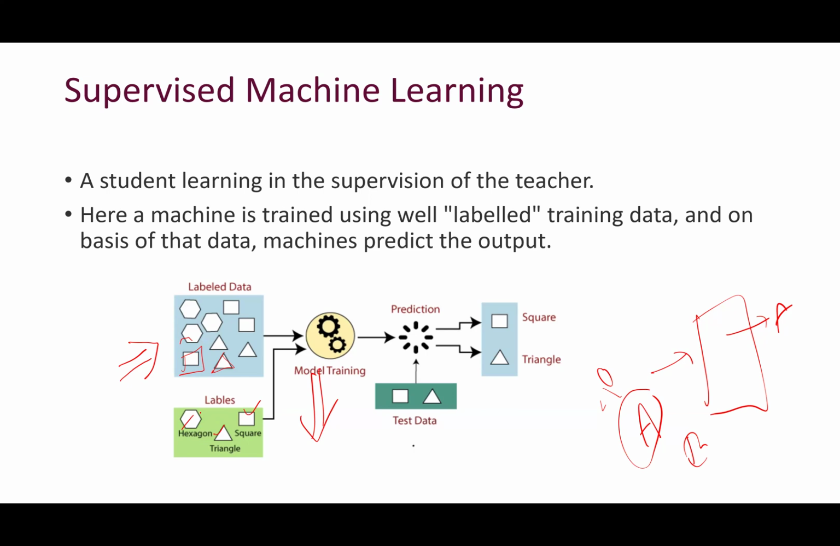Okay, so it is able to learn from the input data. So this is nothing but supervised machine learning. In unsupervised machine learning, we don't have these labels. We just give this unlabeled data.